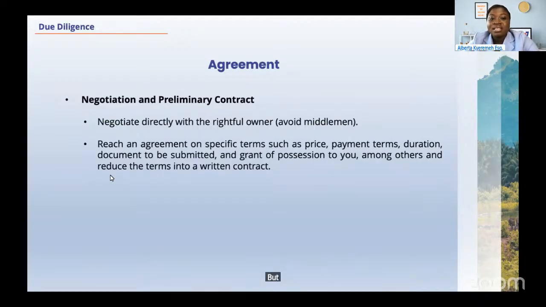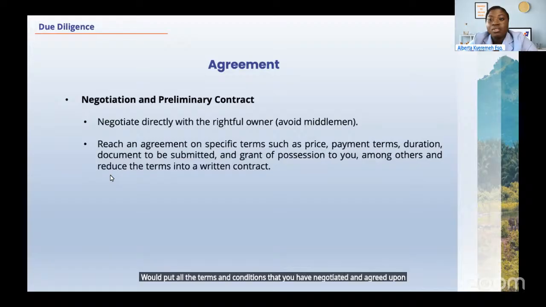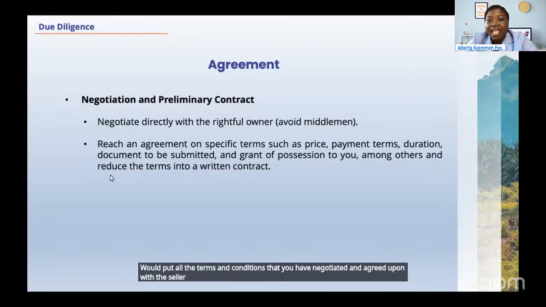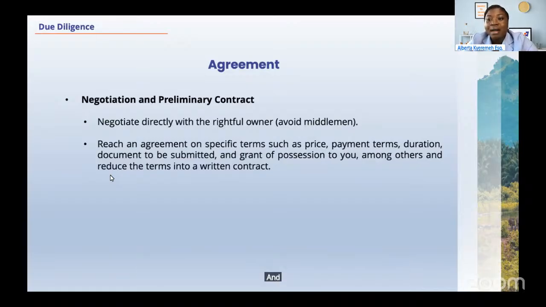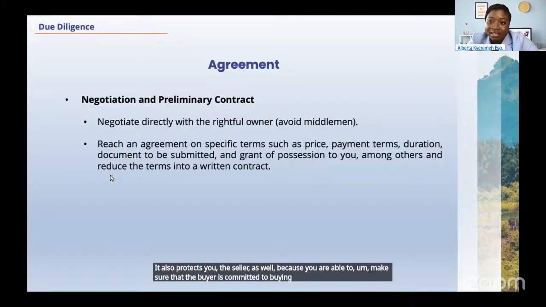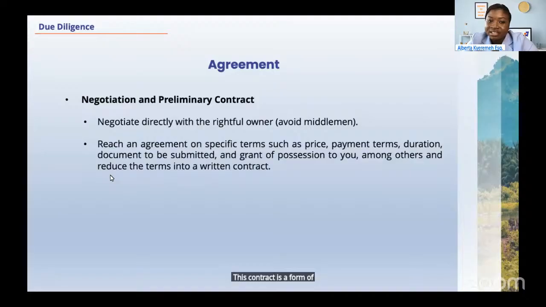But this preliminary contract, which we usually term as sale and purchase agreement, would put all the terms and conditions that you have negotiated and agreed upon with the seller down. And both of you will be bound by these terms and conditions. It also protects the seller as well, because you are able to make sure that the buyer is committed to buying the land. This contract is a form of commitment for both parties.